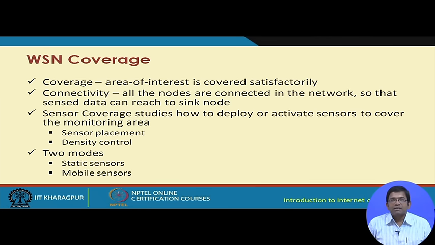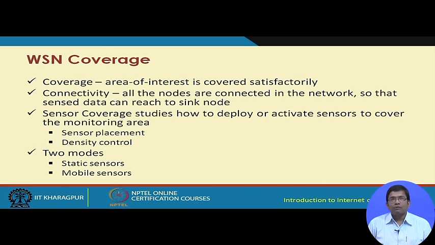Sensor coverage basically studies how to deploy or activate sensors to cover the monitoring area. There are two variants of this problem. One is called the sensor placement problem, and the other is density control. Basically, we have to ensure how we are going to deploy the sensor nodes in a particular region of interest, so that the problem of coverage is addressed. How do we place the sensor nodes? And the second problem is how minimally we place them, so that an appropriate or desirable density is maintained in that area.